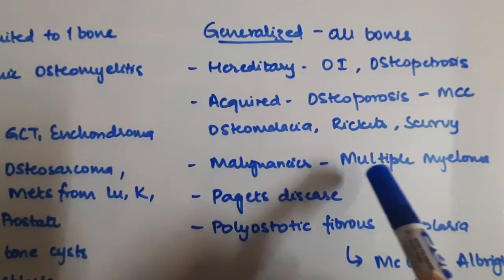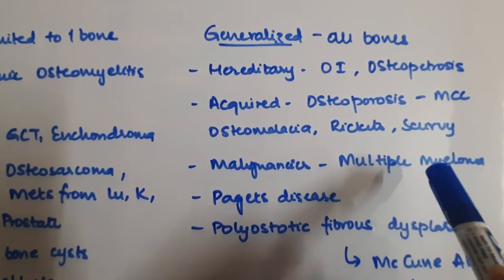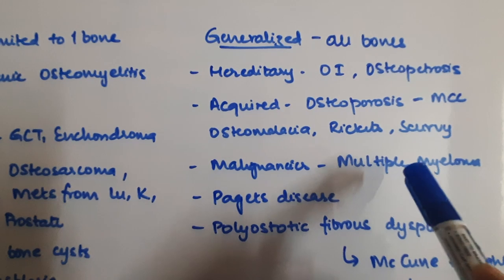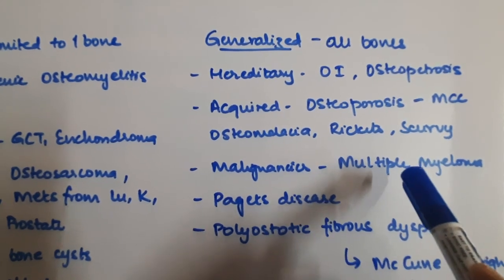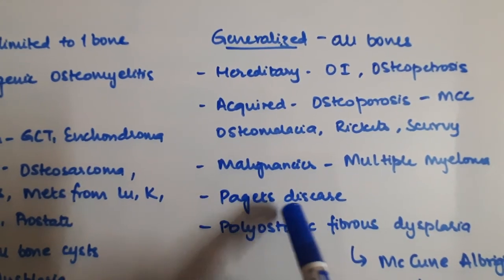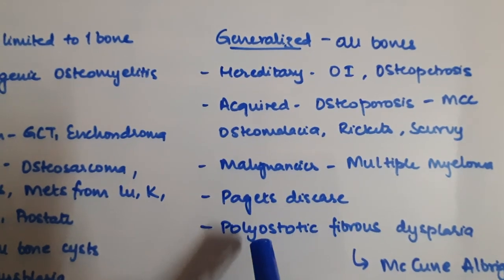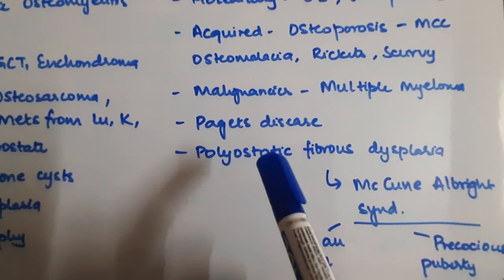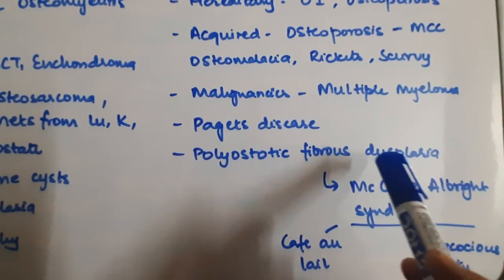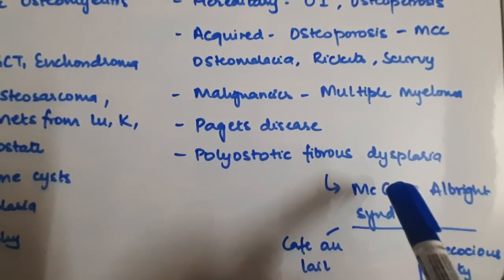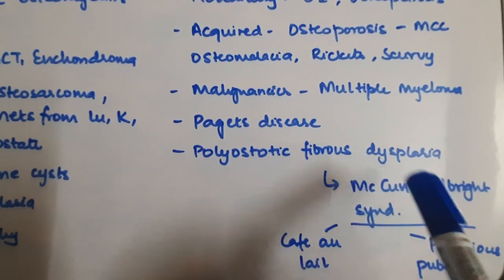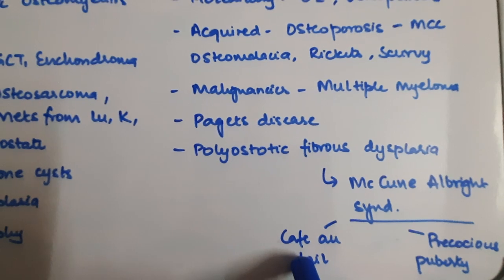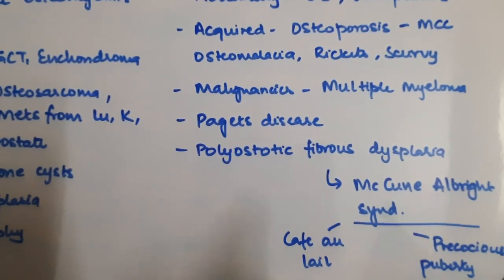Then there are malignancies like multiple myeloma, which affect multiple bones. They cause lytic lesions and they make the bone prone to fractures. Next is Paget's disease, and then polyostotic fibrous dysplasia. Remember, polyostotic fibrous dysplasia is a part of a syndrome called McCune-Albright syndrome, in which, apart from the bone problem, we also get cafe au lait spots on the skin and precocious puberty.